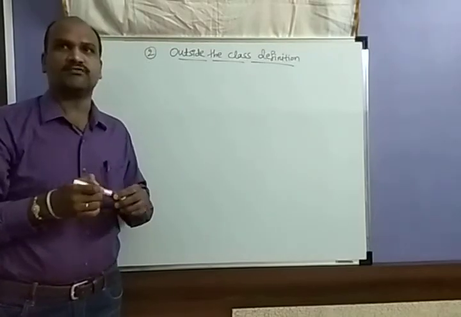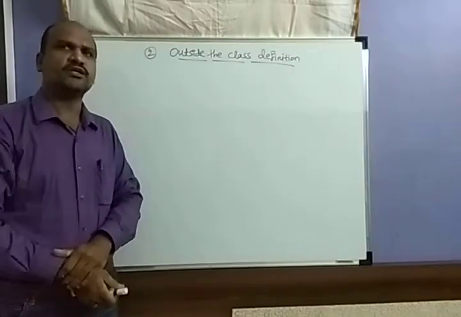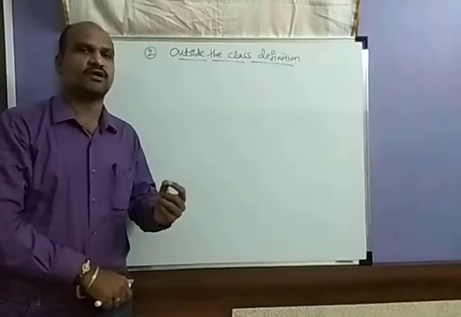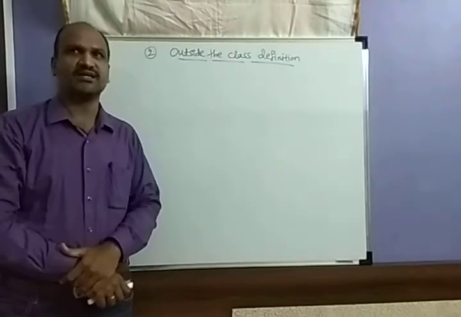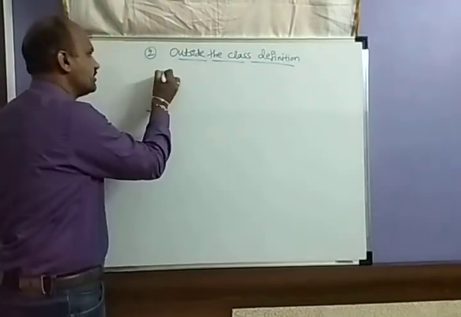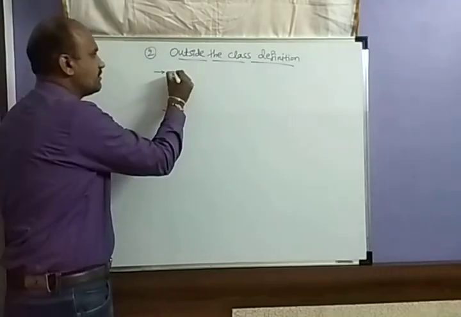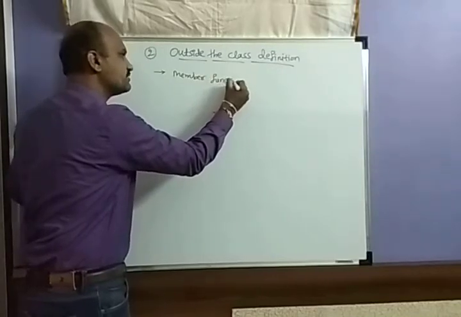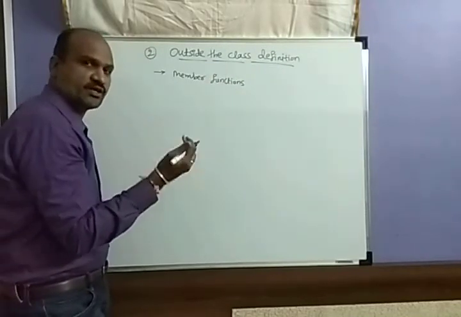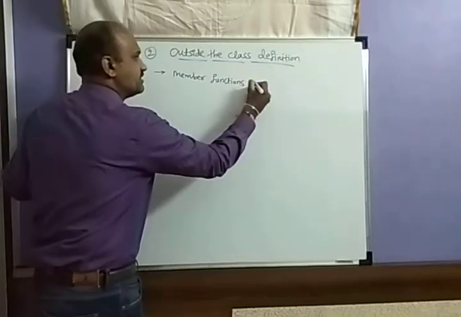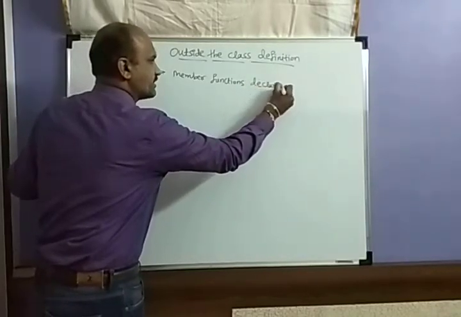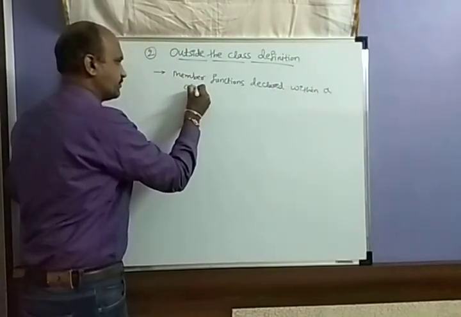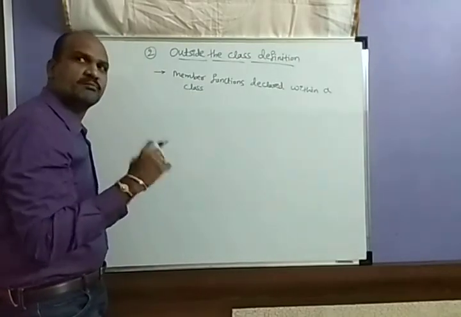Here member functions and member data. Member functions declared in the class must be defined separately outside of the class. Okay, that is the first point. You should remember in the outside of the class, the member functions declared within a class, in the public section.